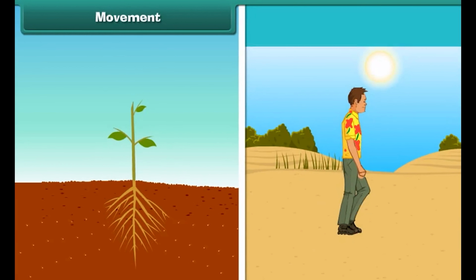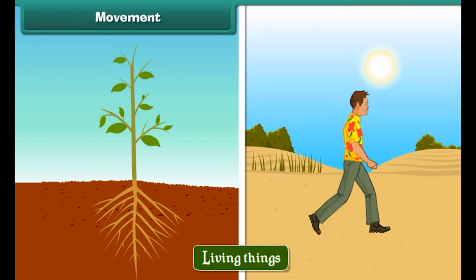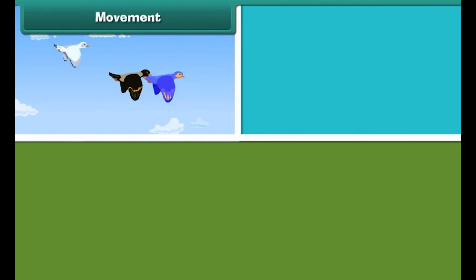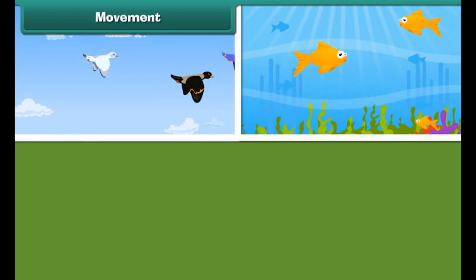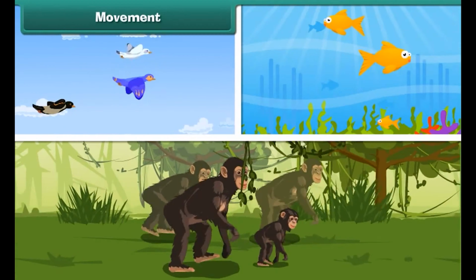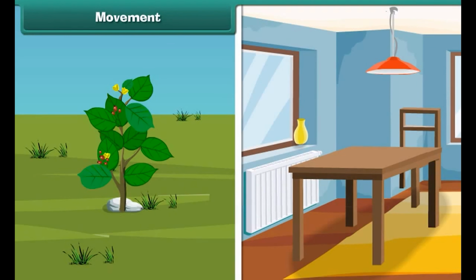Movement. Living things show movement. Birds fly in air. Fish swim in water. And animals run. Plants are an exception. Though living, they cannot move from one place to another. Non-living things, on the other hand, do not show any movement by themselves.